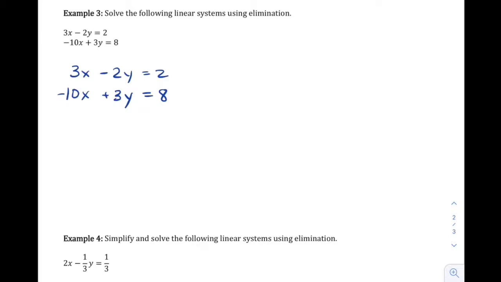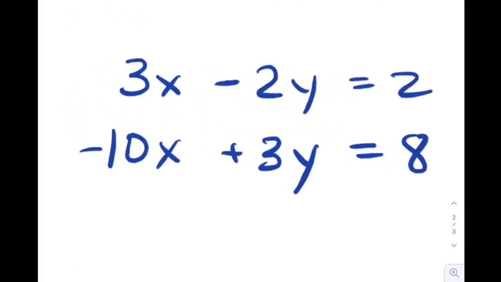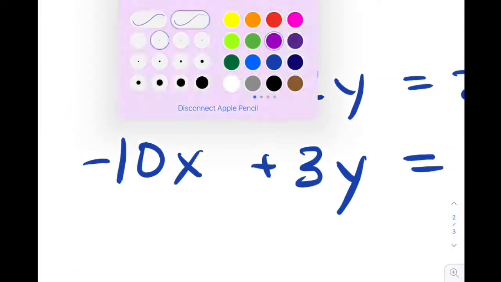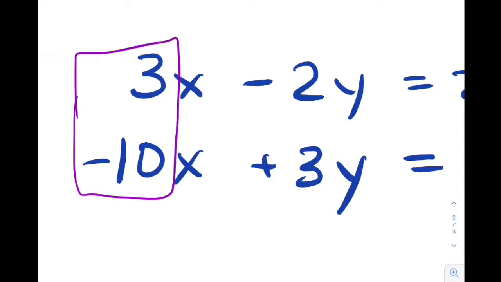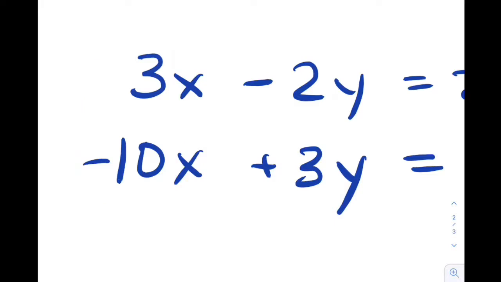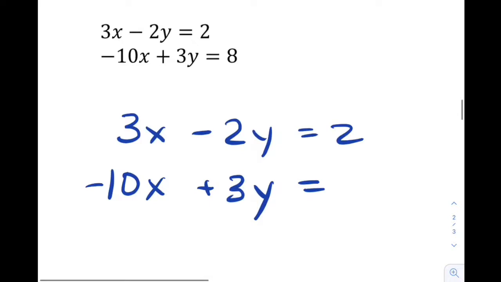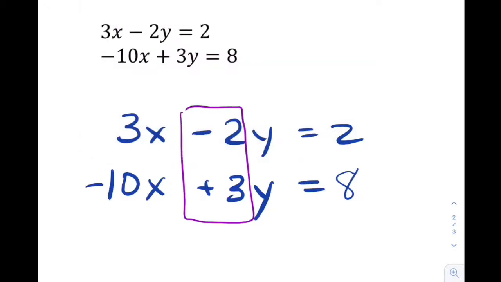Now I want to get the same value coefficient in front of one of the variables. So if I look at the first ones, the x's, it's not so easy. There's no number that I can multiply 3 by in order to get 10 right away. How about for the y values? Oops, erased one there. How about for the y values? There's also no value that I can multiply just one of the equations by to get the other. Maybe 1.5, but then we're going to have a lot of decimals in there. We're looking for some whole numbers, so I can't do that.